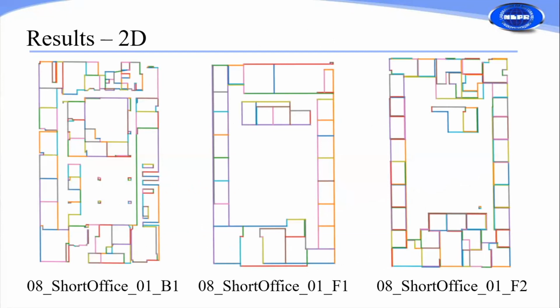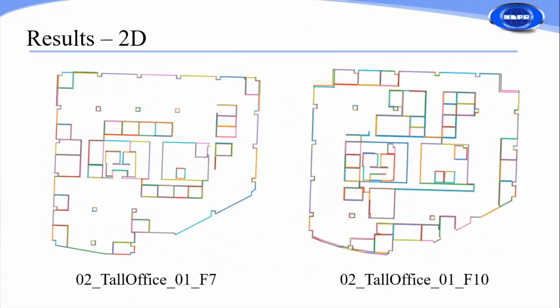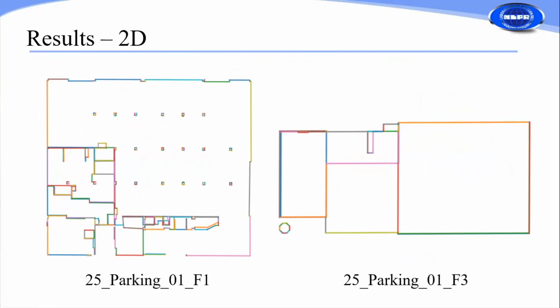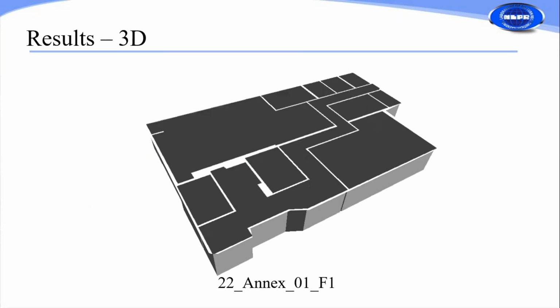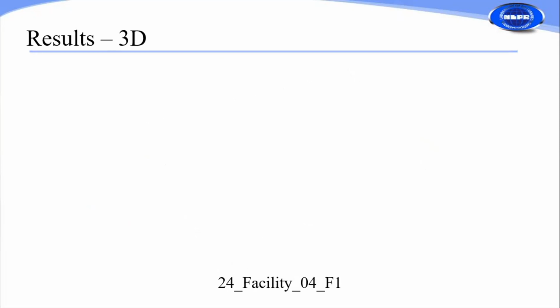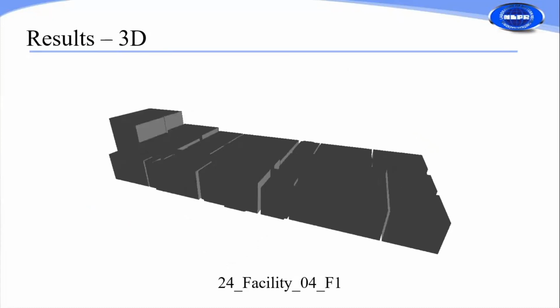Next, we show some results on the test dataset. Different colors mean different walls. By the way, we show our results on 3D tasks. This is the floor, the wall, the ceiling, and the merged model. The wall, floor, ceiling, and the merged model.